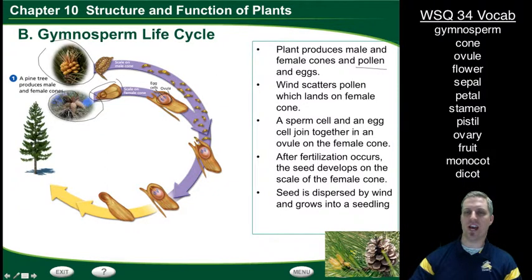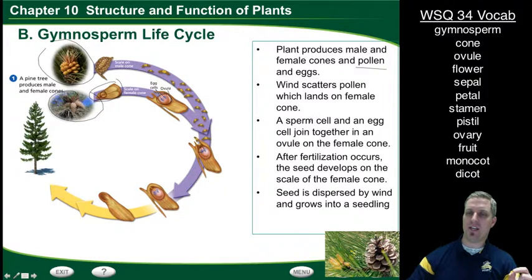Wind will come along and scatter the pollen, and the pollen will get scattered throughout the forest. Some of those pollen will actually land on the female cones, and they'll land on a sticky substance that is excreted from the ovule. If you've ever held cones, you recognize they are really sticky.